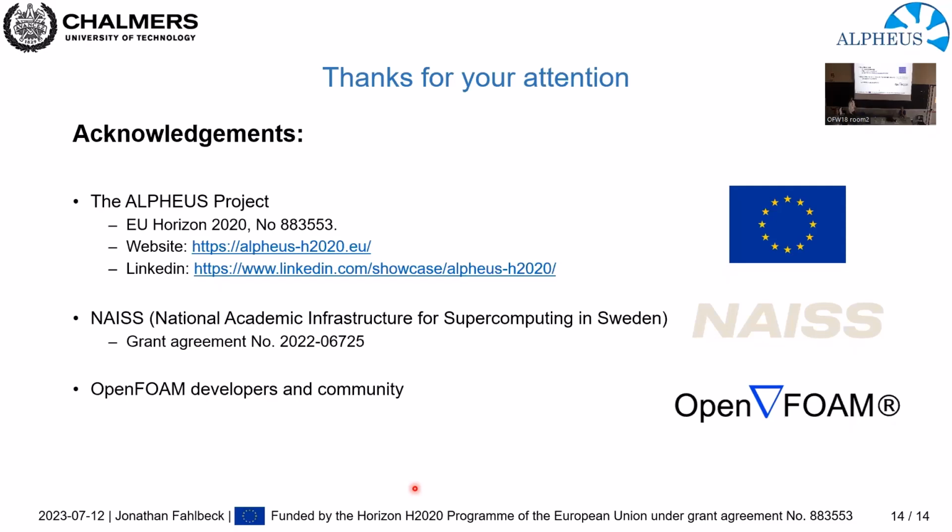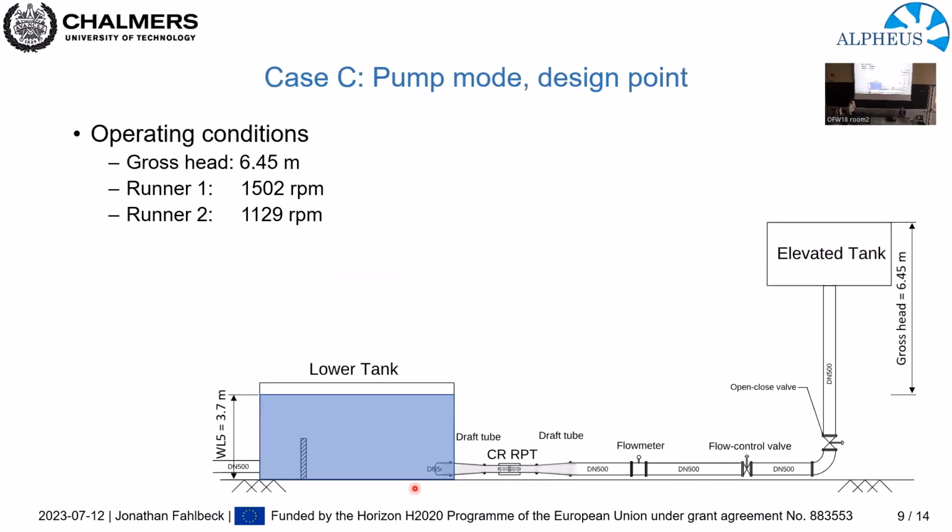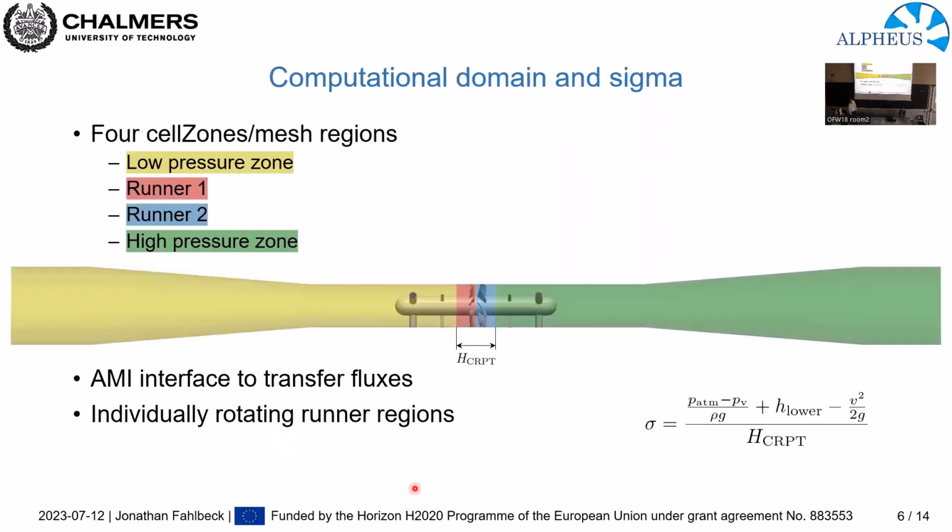It's a solid body rotation. So I prescribe a solid body rotation on this red zone here, and then I prescribe another solid body rotation on the blue zone. So the entire mesh region is rotating. It's not some overset mesh, the entire mesh region is rotating. The question was how the rotation of the runners was prescribed, and the answer is that it's a solid body rotation.